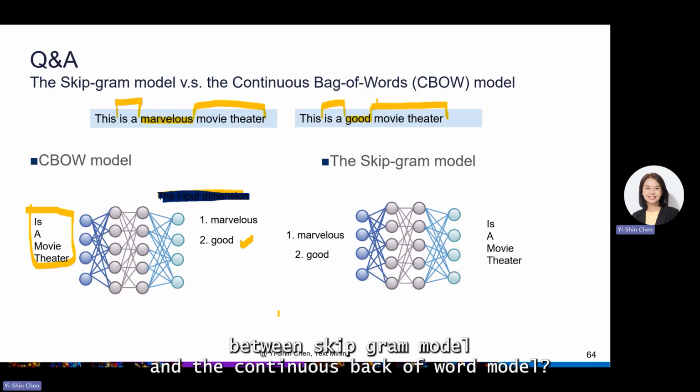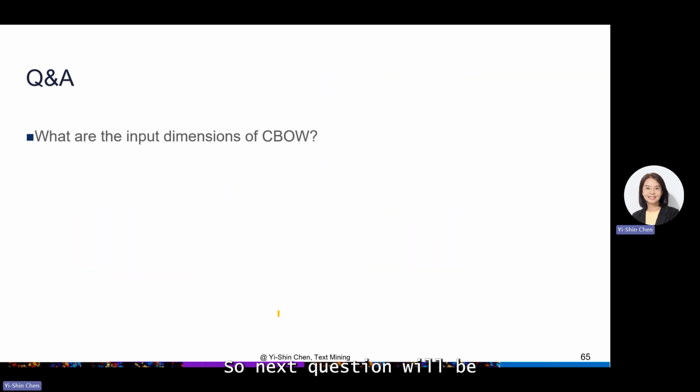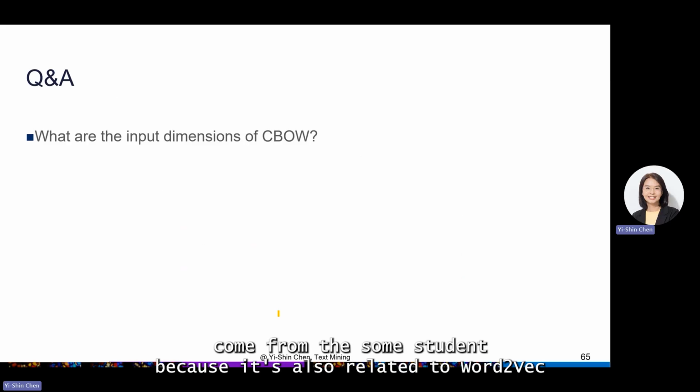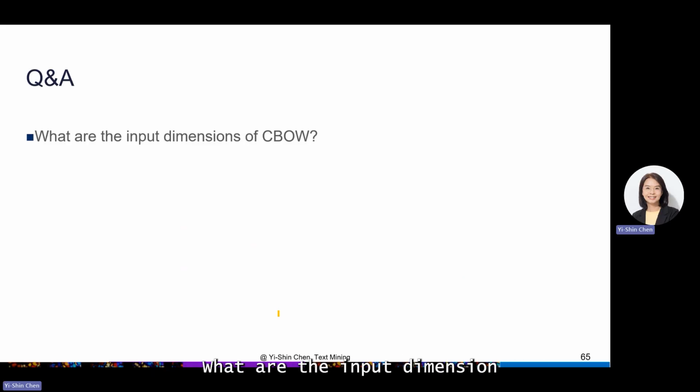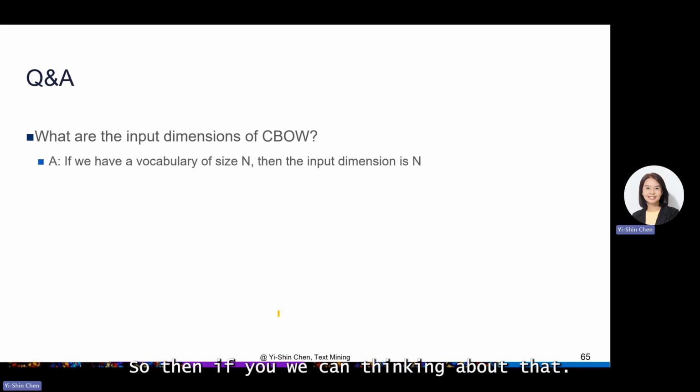What is the difference between the skip gram model and the continuous bag-of-words model? Okay. The next question comes from a student, because it's also related to word2vec. What is the input dimension of the continuous bag-of-words model in word2vec? If you can think about that, let me give you a certain keyword.